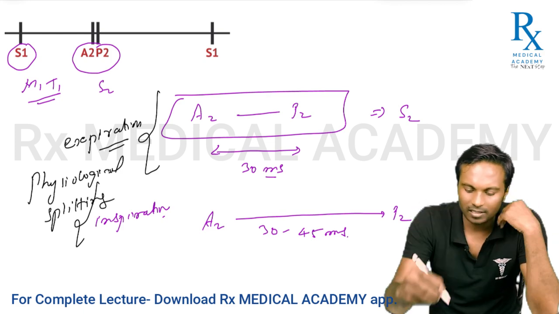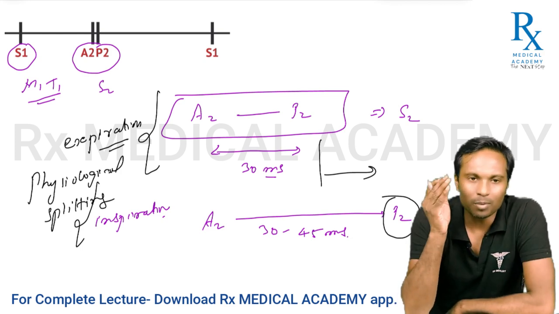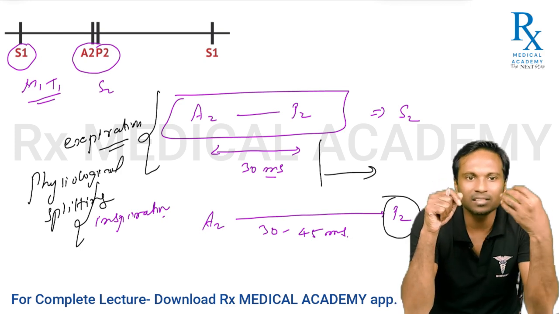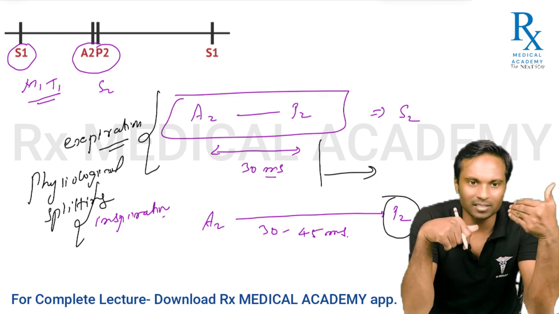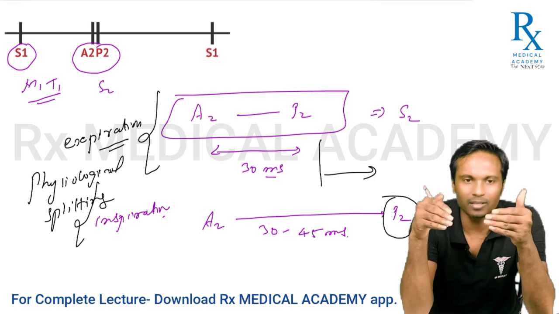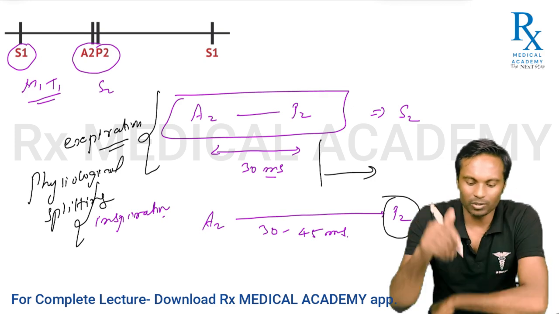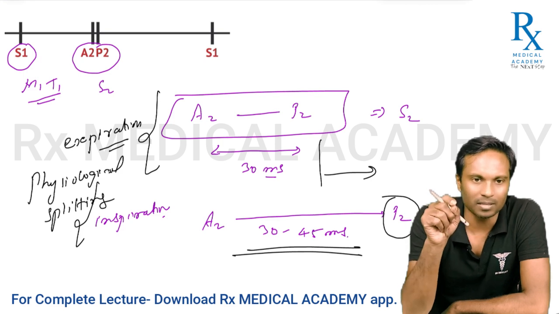Why does this splitting occur during inspiration? See, P2 gets delayed. This is common sense. During inspiration, venous return increases. So blood flow towards the right side of heart increases, resulting into delayed closure of pulmonary valve, resulting into delayed P2. Too simple to understand. But this physiological splitting is considered normal.